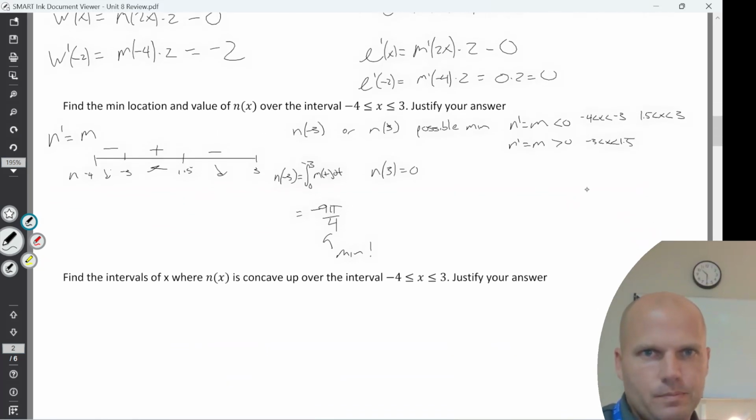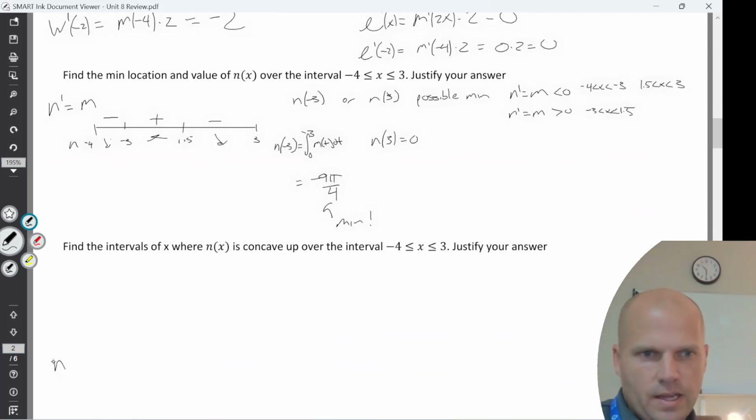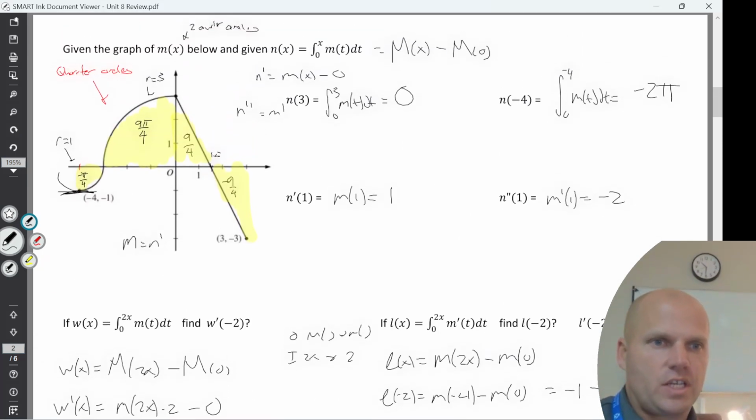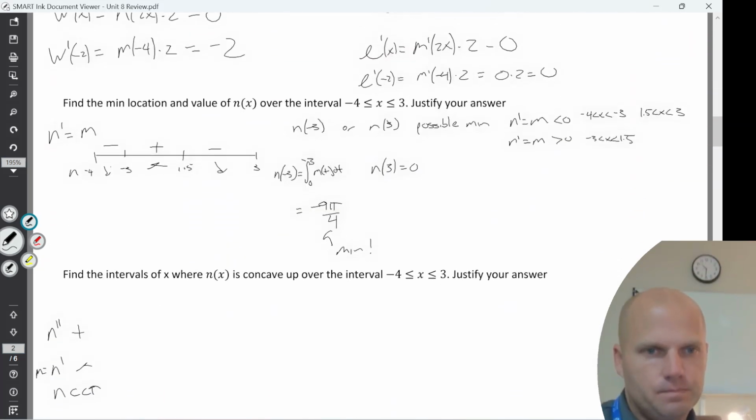N is concave up. N is concave up when n prime is going up or when n double prime is positive. M, which equals n prime, is increasing, is what we're looking for. We are increasing from -4 to 0.